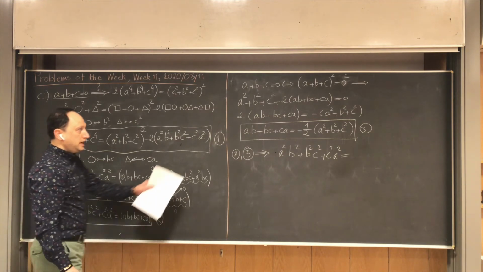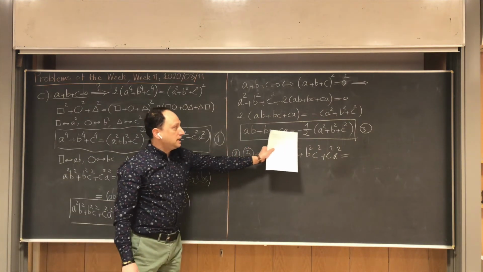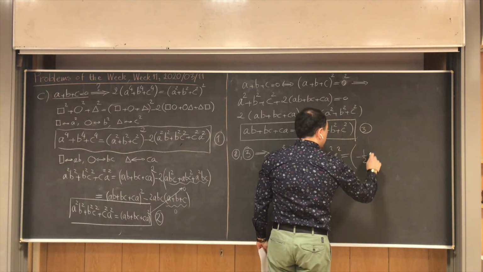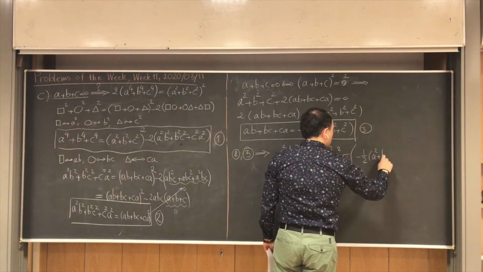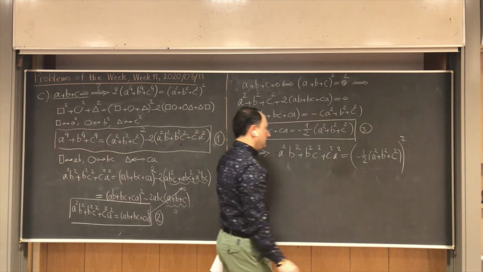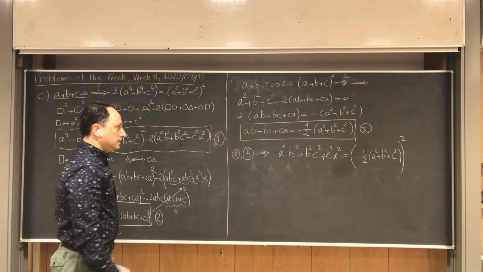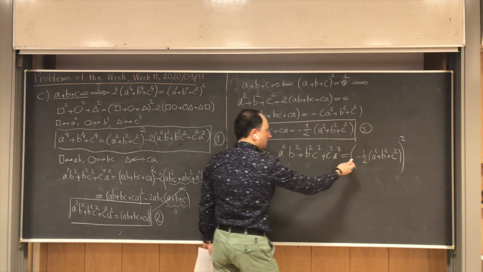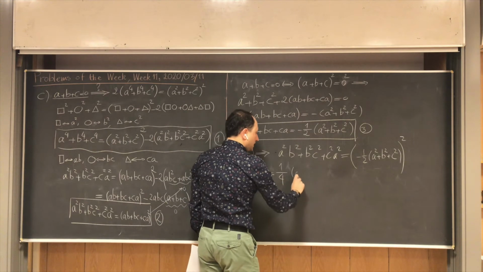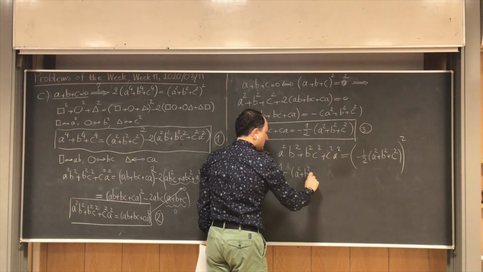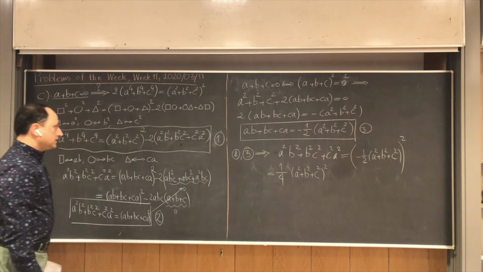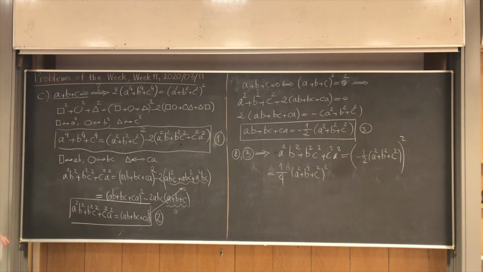Yes? But AB plus BC plus CA is this expression. So then it becomes minus a half (A squared plus B squared plus C squared) to the power of 2. Yes? So then this is equal. If I raise it to power 2, it becomes 1 over 4 times (A squared plus B squared plus C squared) to the power of 2. Yes? Now everything is more or less finished.